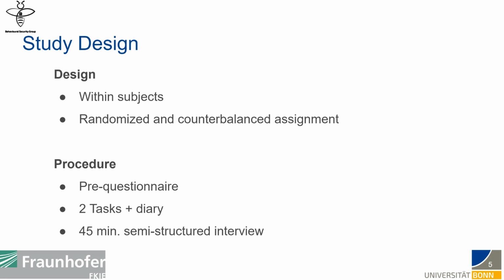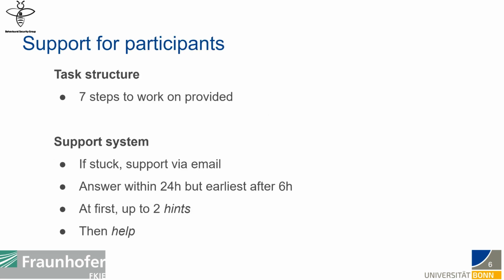For the study, at first, participants had to fill out a pre-questionnaire where they were asked about their demographics and their programming and fuzzing skills. Afterwards, they worked on 2 fuzzing tasks consecutively and were asked to keep a diary about their work during that. Finally, we conducted an about 45-minute long semi-structured interview to get deeper knowledge about their work and their reasoning behind their actions. To reduce the dropout rate, we supported our participants in multiple ways.